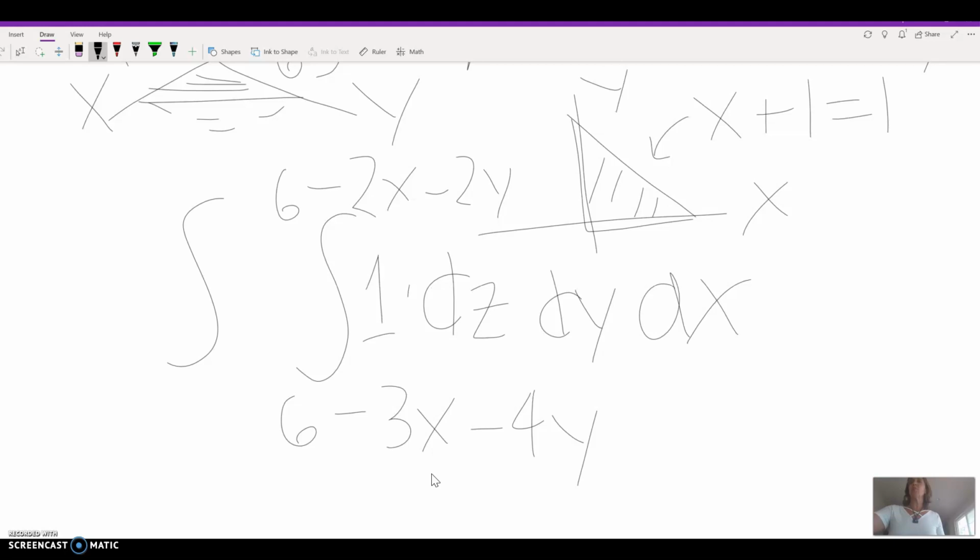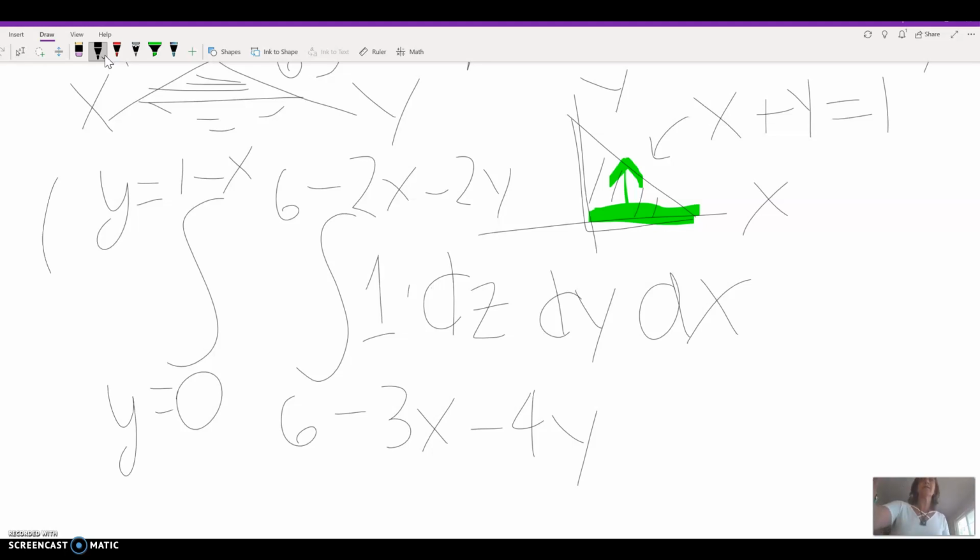So now I need to describe y in terms of x. If I look here at my xy plane, y starts at 0 on the x-axis, and y ends when I hit this line. So y is starting at 0 on the x-axis and ending at that line. If I were to solve that for y, and I see I have a typo, that should be x plus y, that would be y equals 1 minus x, right? So to emphasize, these are my bounds for y. Then lastly, I can integrate with respect to x, so x is going to go from 0 to 1.